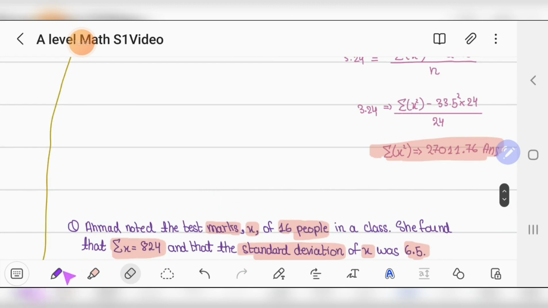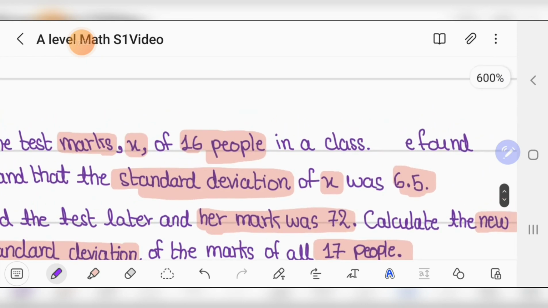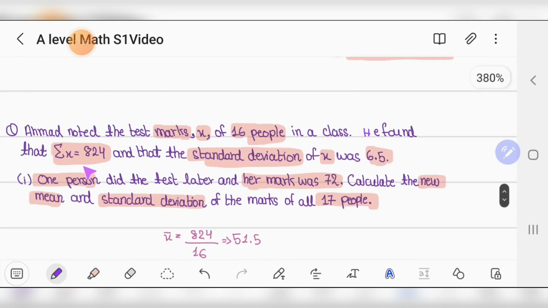Okay, going to the next question. Ahmed noted the test marks x of 16 people in a class. He found, sorry, this is he, not she. He found this, and that the standard deviation of x was 6.5. One person did the test later and her marks was 72. Calculate the new mean and standard deviation of the marks of all 17 people.